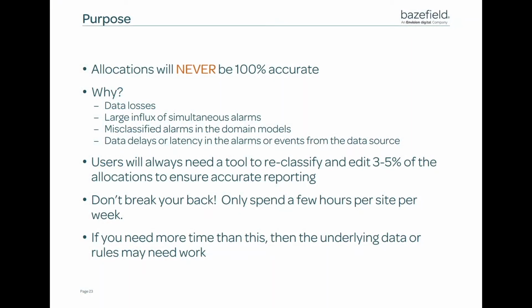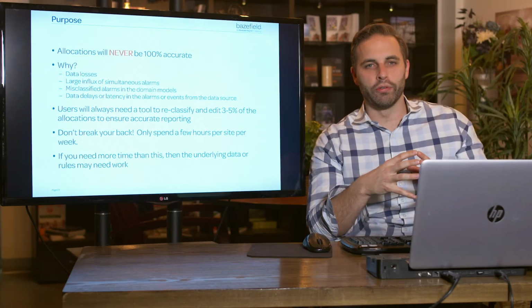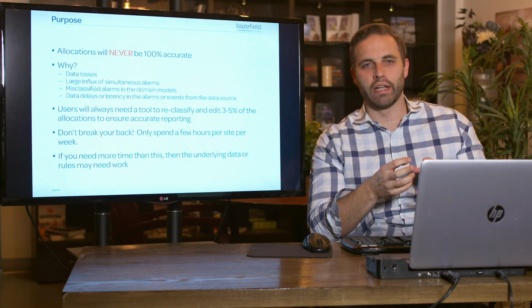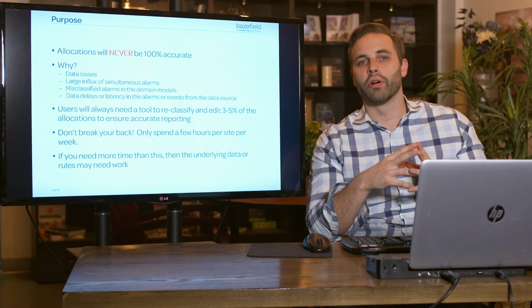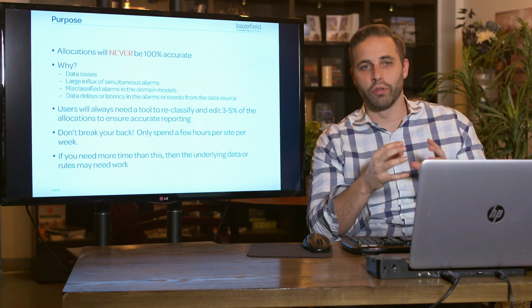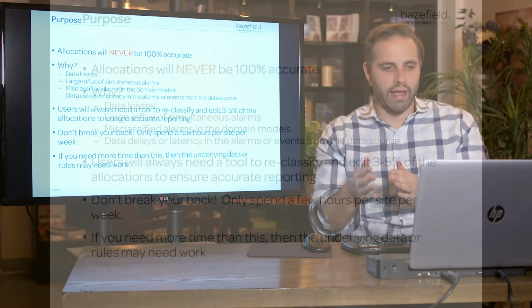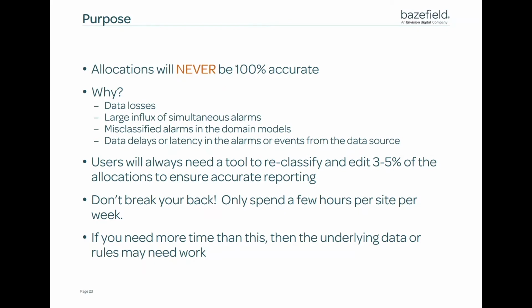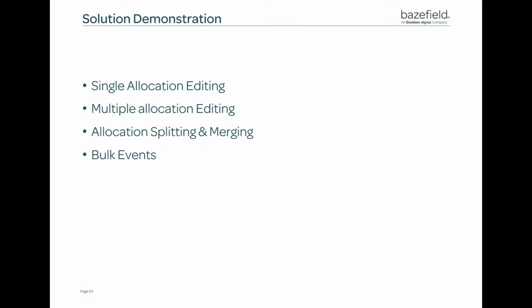We shoot for around 95 to 98% accuracy because we don't want to make users spend hours and hours a week editing allocations. We want the users to only edit the largest allocations to make sure that those are accurate and add the real value to those allocations as opposed to going through every second of operation for every single asset. That's just not feasible. So in this demonstration now, we're going to go over a few different types of editing and when and where you'd use those types in real-world use cases.